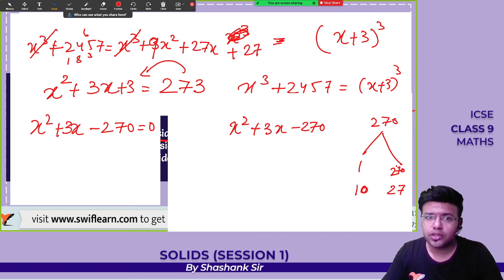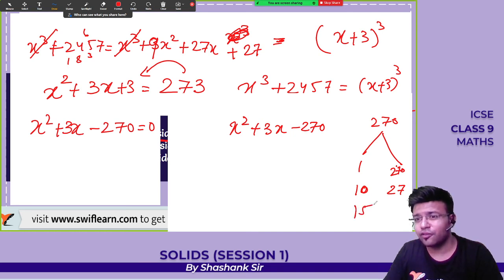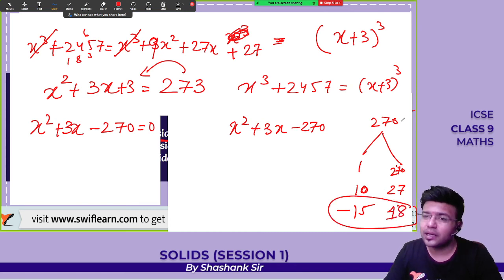Or you can use minus b plus or minus square root of b square minus 4ac divided by 2a. Let me check this quickly. So we have 15 into 18, so minus 15 and plus 18. 15 into 18 is 270.